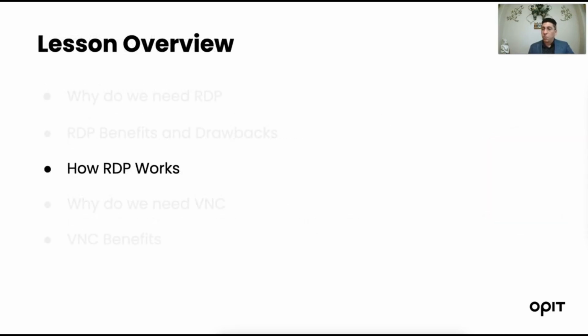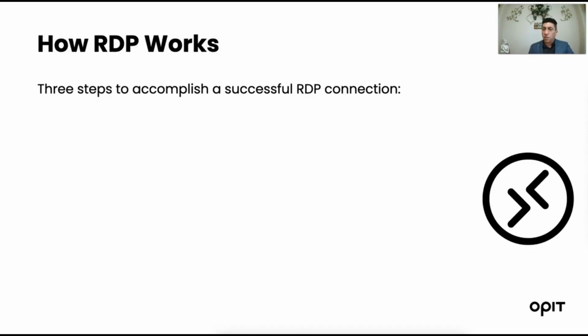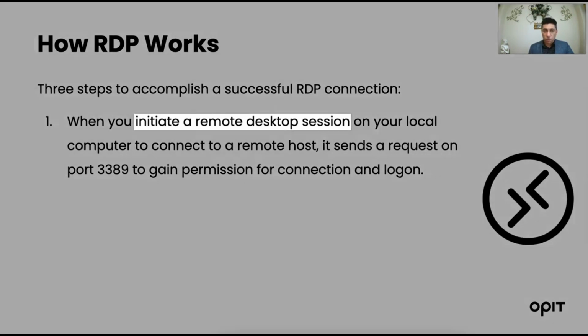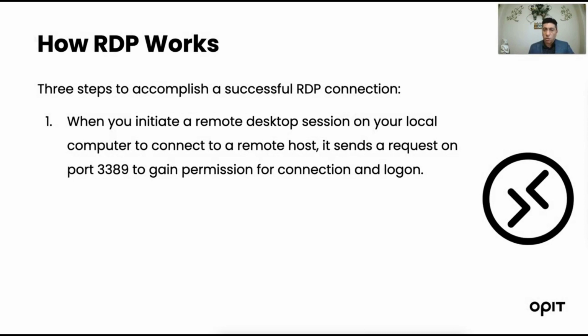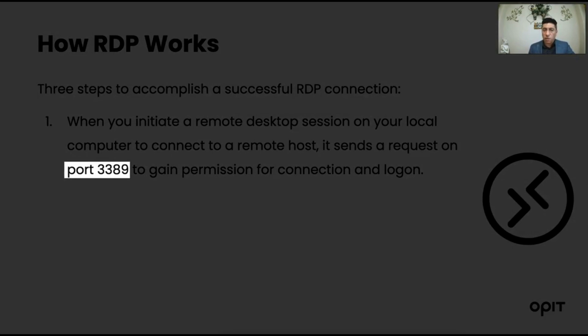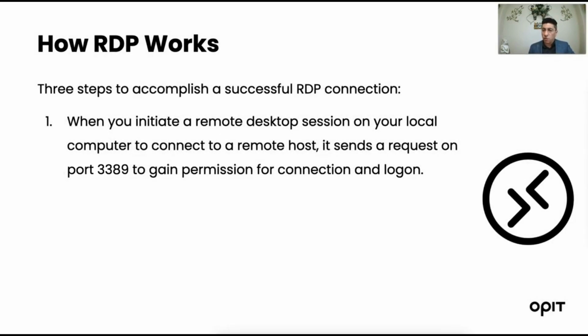So how does the RDP work? There are 3 steps to accomplish a successful RDP connection. First, when you initiate a remote desktop connection on your local computer to connect to another remote host, this remote host can be your computer at home or your computer at work, it doesn't matter, or even your server at work. First, it sends a request on port 3389 to gain permission for the connection.